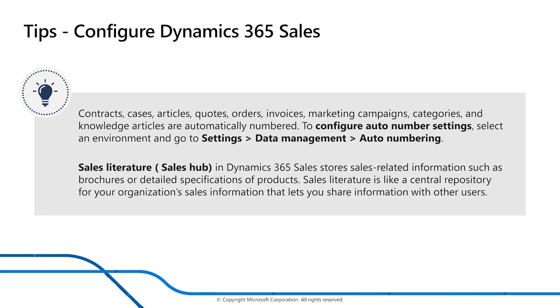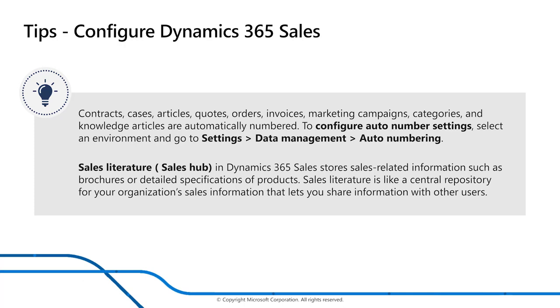Okay, so again, just moving forward. Now I'm going to be talking about our contracts, our cases, articles, quotes, our orders, our invoices, marketing campaigns, our categories, and knowledge articles. Now, these are automatically numbered. To configure the auto number settings, make sure you select the right environment. Then go to Settings, look at our data management and our order numbering process. It will also allow us to have a prefix, and we can adjust that prefix as well.